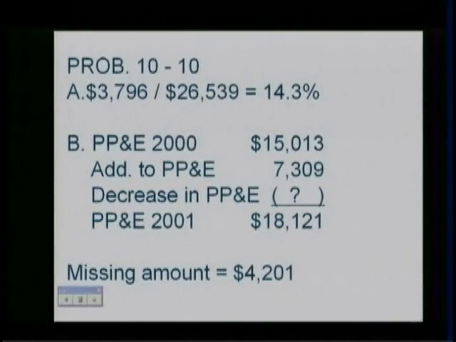In Part B, it asks you by the amount that property, plant, and equipment decreased in 2001, in other words, for depreciation, sales, and other transactions. Well, you know they started out in 2001 with $15,013. They had some additions to PP&E, because you can look through that 5-year financial summary and you find out they added $7,309. You don't know how much it went down, but you do know they ended up with $18,121. So if you can do your math there, you will find out that they decreased PP&E that year by $4,201,000.